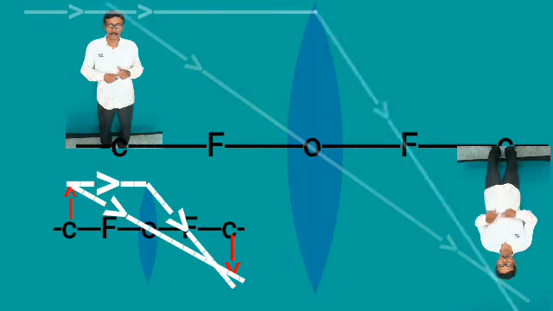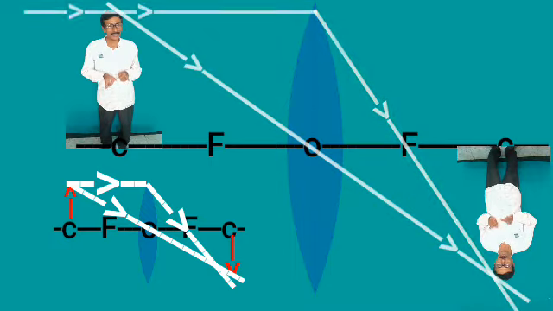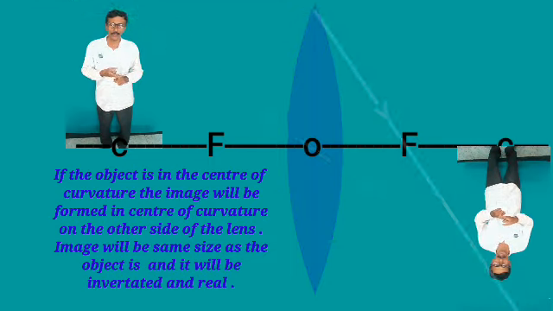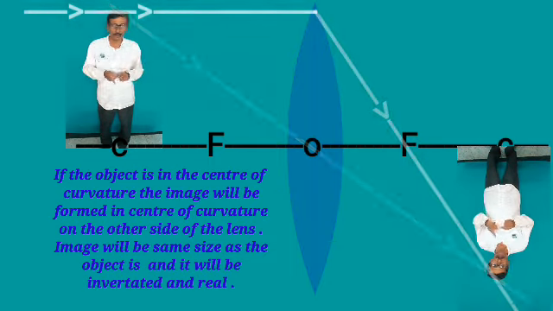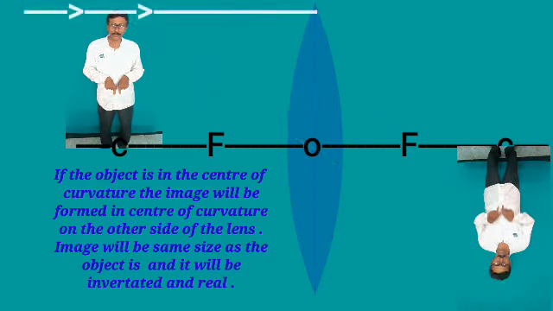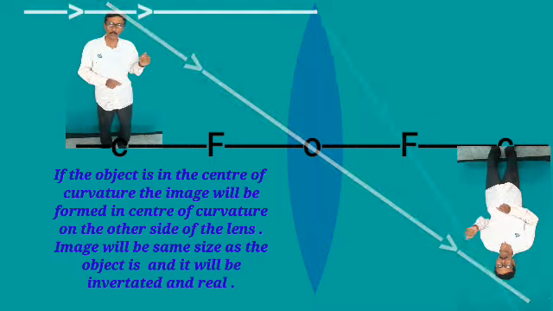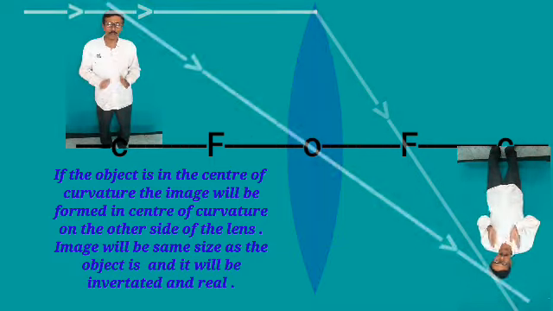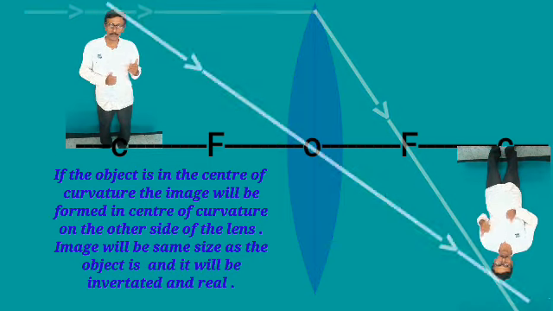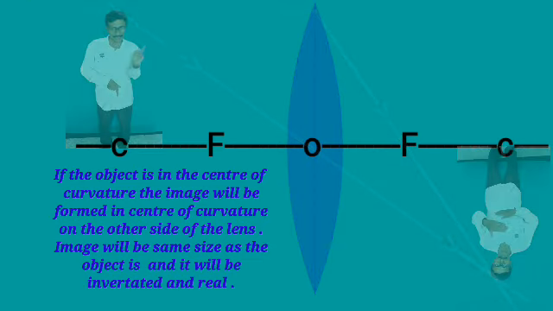My dear student, in summary, I want to say that if the object is in the center of curvature of the convex lens, the image will be formed in the center of curvature on the other side of the lens. The image will always be the same size as the object, and it will be inverted and real.